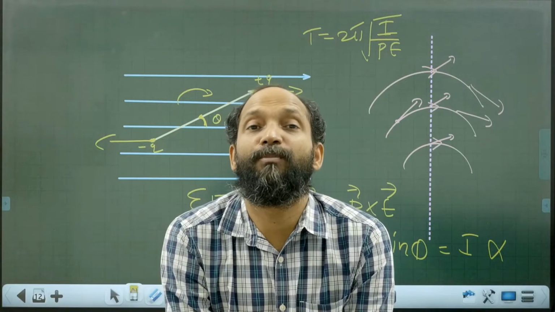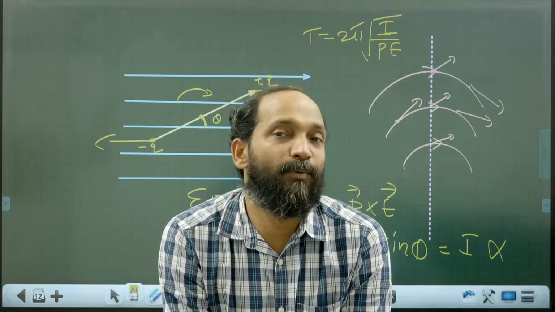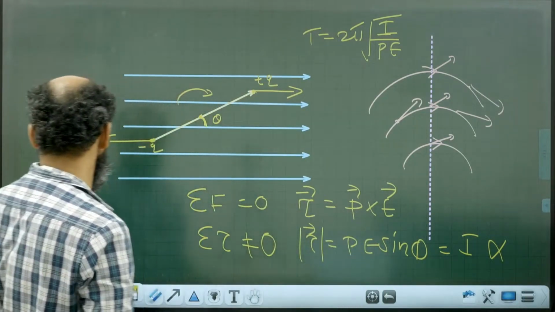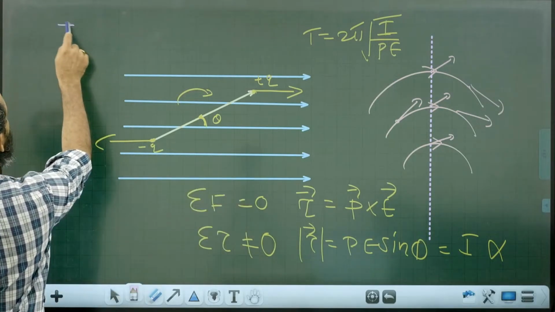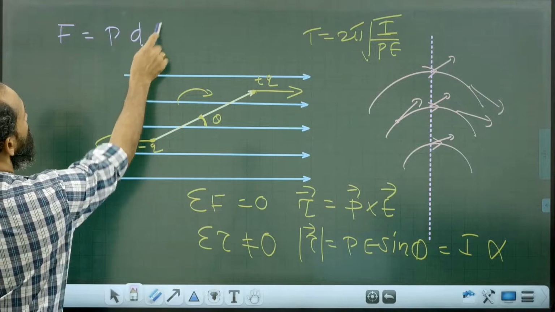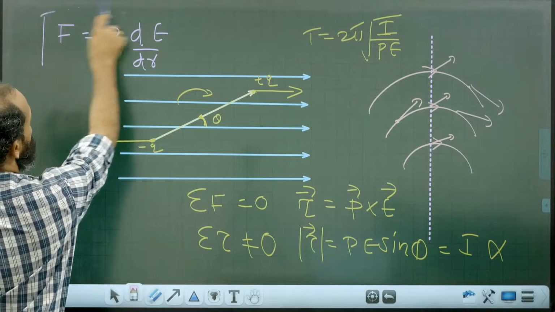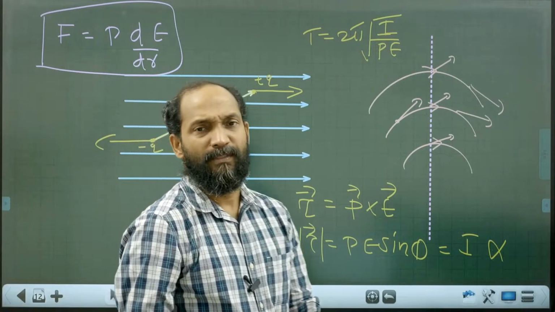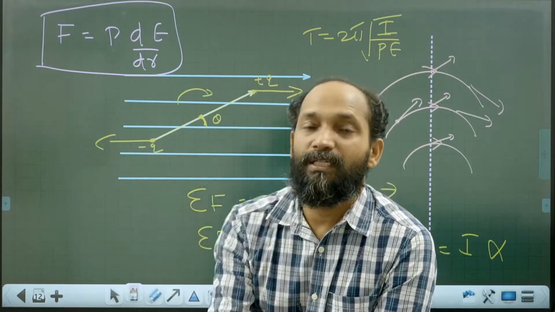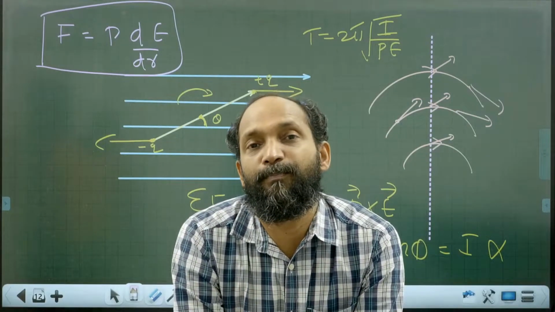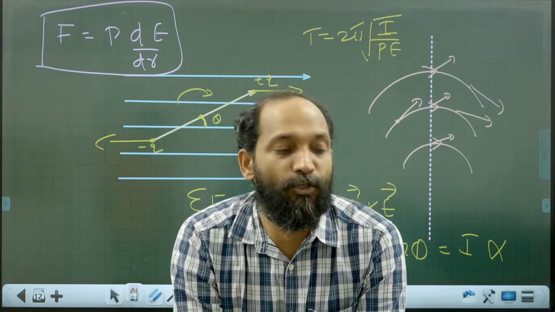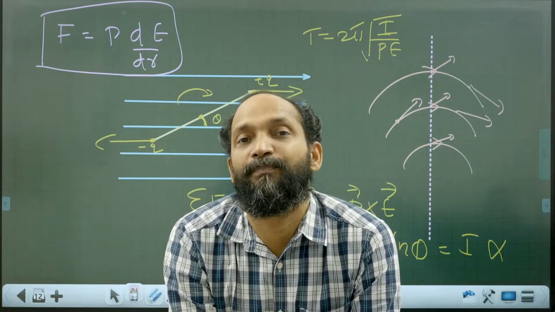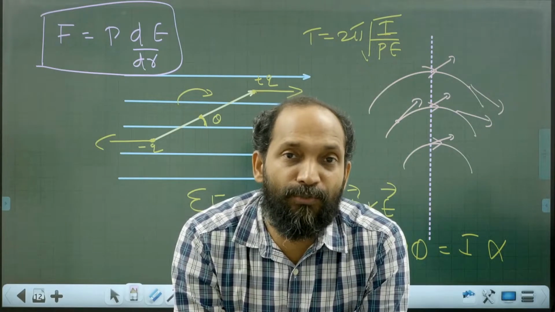In a non-uniform electric field, the dipole experiences a force. If so, let us write down the equation for it. F is equal to p dE by dr. This is the formula. From that we can find the x component of the force, which is p dE by dx, the y component, p dE by dy, and the z component, p dE by dz. Like that we can find the force in a non-uniform field.